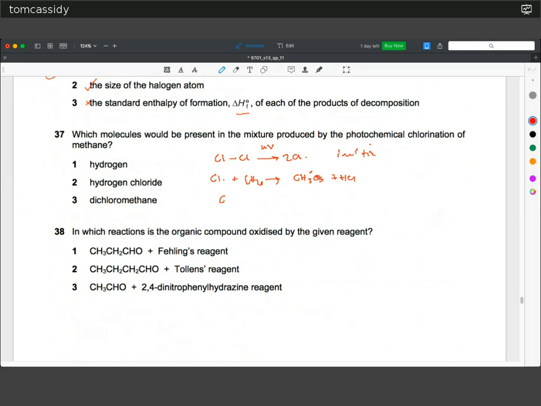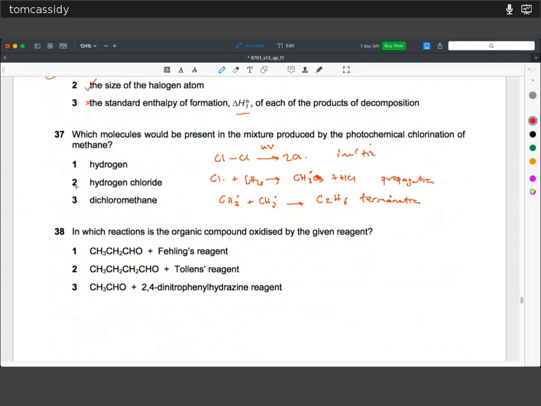Sorry, I'm forming, so that's propagation there, isn't it? Like you started off with a radical and you ended up with a radical. And then you could have a termination reaction where those form ethane. So you've got your initiation steps, your propagation steps, and your termination steps.